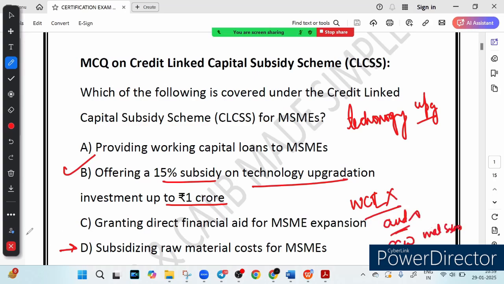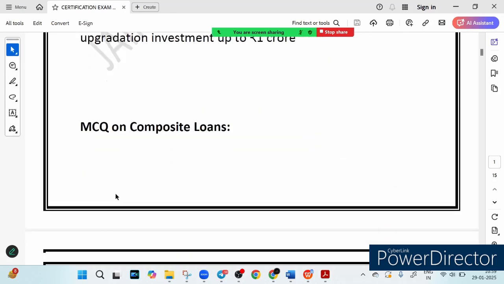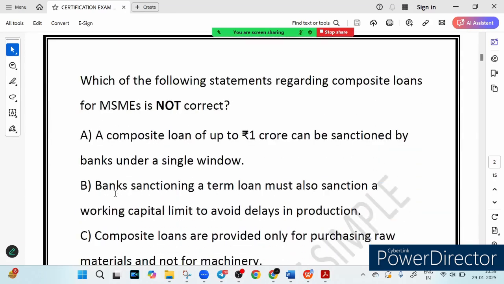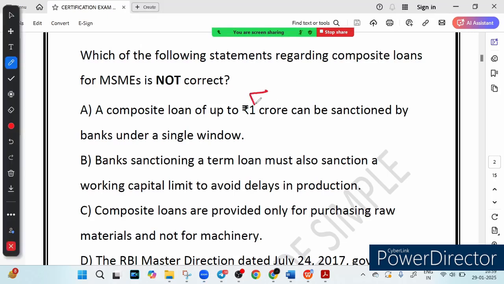Now let's see the next question we have. Let's go to MCQs. Question number 2, as you can see here, is on composite loan. The question says, which of the following statements regarding composite loan for MSME is not correct? So remember, we are looking for the incorrect statement here, right? So let's see the first option. A composite loan of up to rupees 1 crore can be sanctioned by a bank under a single window.